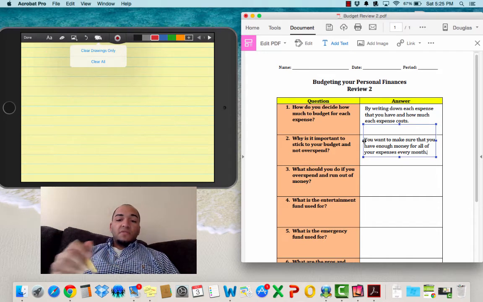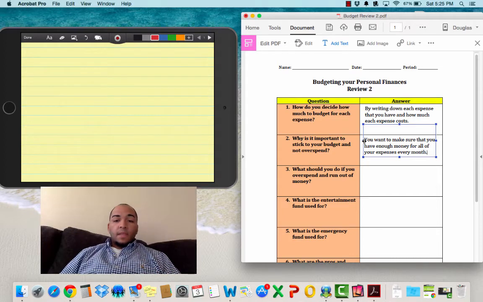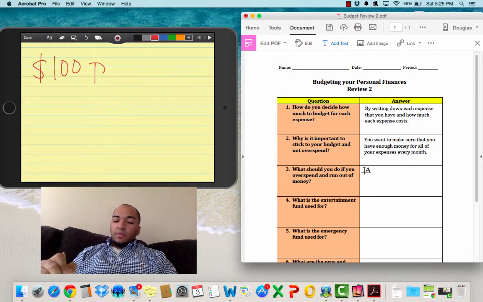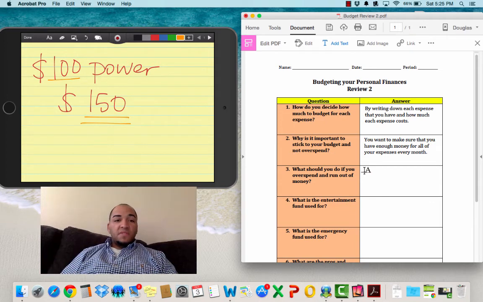Make sure you know the difference for our test on Friday. Okay, number 3. It says, what should you do if you overspend and run out of money? If you overspend, that means there was a bill that cost more. Let's say you budgeted $100 for the power, but when the bill came in, it was actually $150. So you overspent by $50, because we said we would only spend $100, but we had to pay an extra $50.